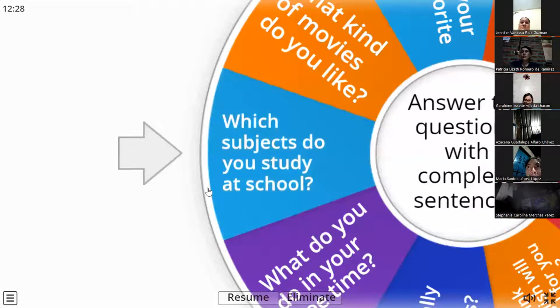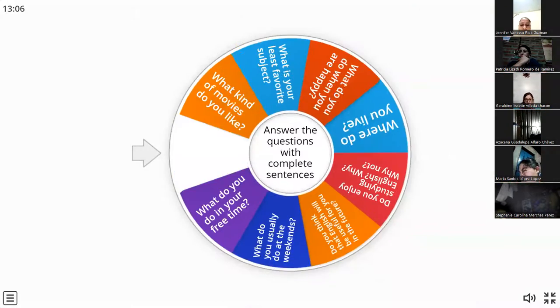Which subjects do you study? At school. And which subject? ¿Qué es which? ¿Cuál? ¿Cuál es? Si usted no está estudiando now, me puede decir I study English only, que solo estudia inglés. Only study English. Okay. Good. Thank you.